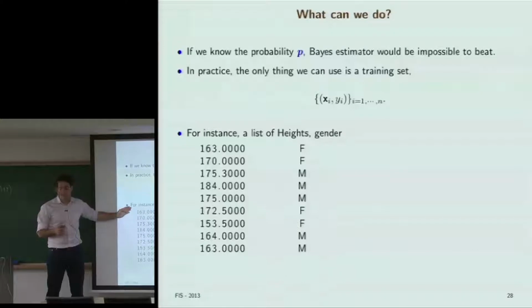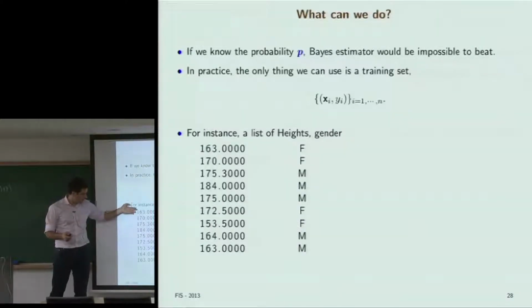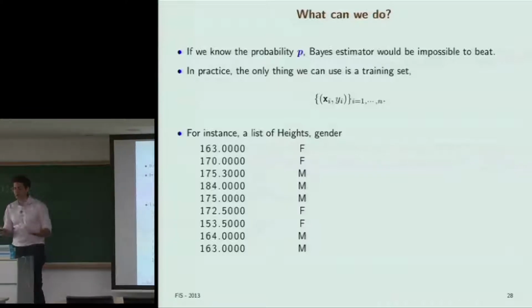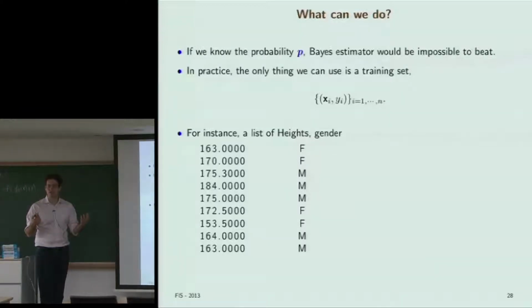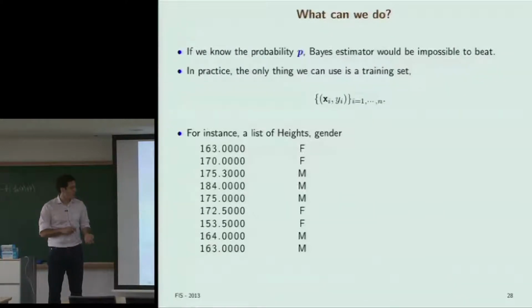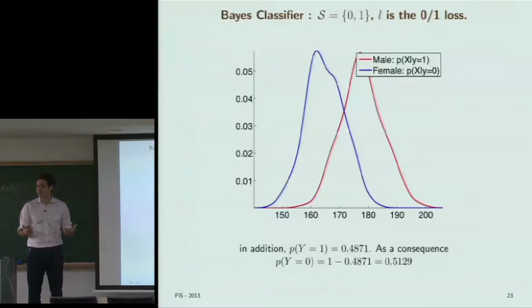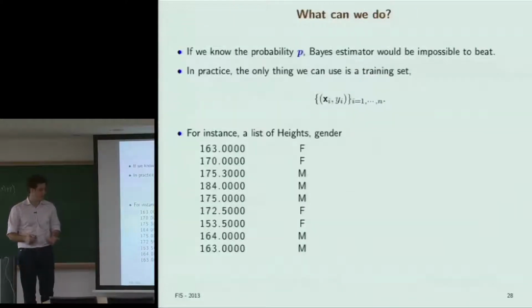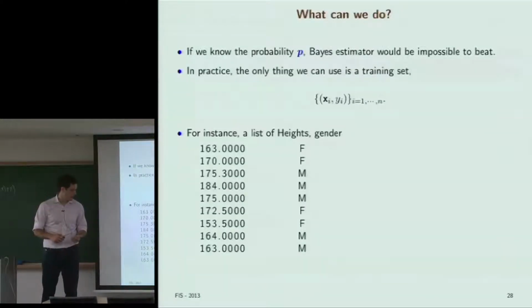So in the case of the height and gender problem, this would mean that someone would give you just a very long database of height and gender. Actually, if you look at the scripts, this is how I computed my fictitious probability density. Those curves here were not given to me by anyone. I just did density estimation using a database and then plugged those into the tools that I had.